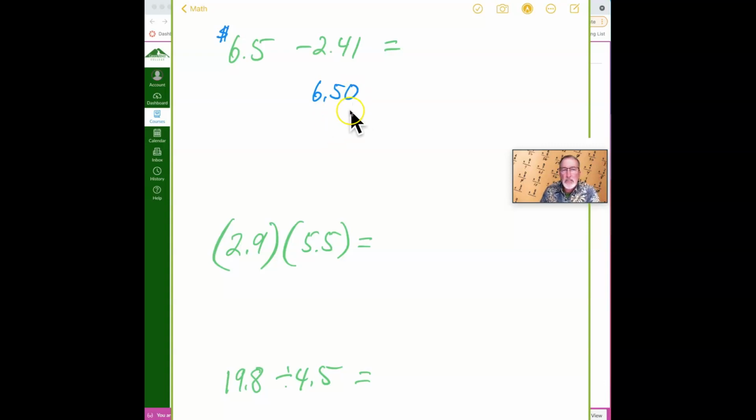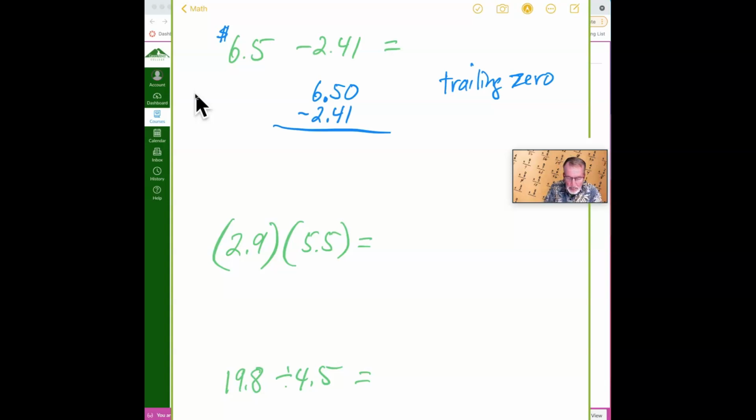6.50. Now this zero is called a trailing zero. A trailing zero does not change the value of this number. 6.5 is 6 5/10. 6.50 is 6 50/100. Those are mathematically equivalent. The reason we do that is because we are subtracting 2 41/100. So by having these both, we've lined up the hundredths column, the tenths column, and the ones column, which is something we always have to do with addition or subtraction.